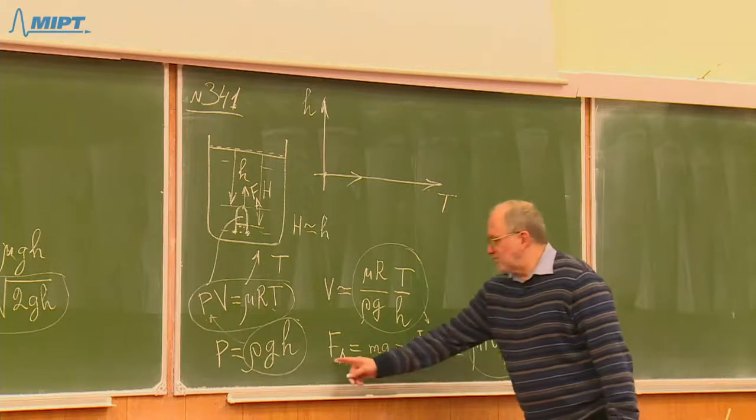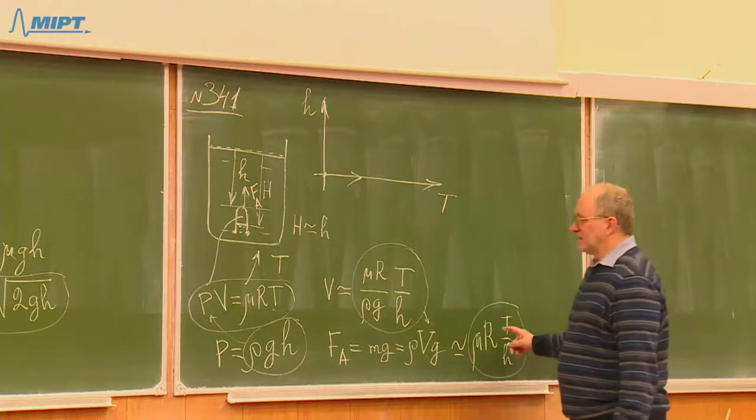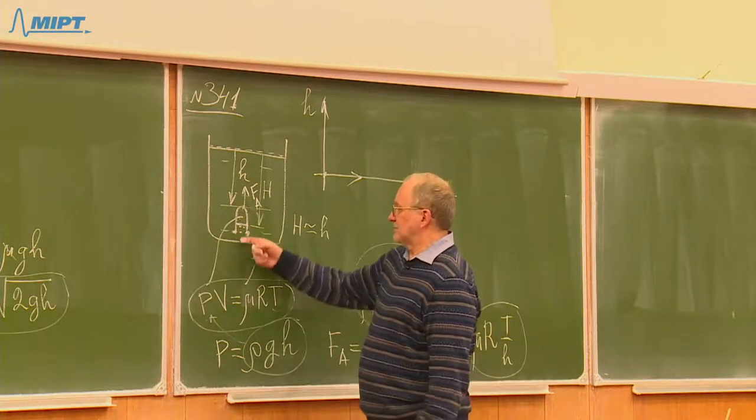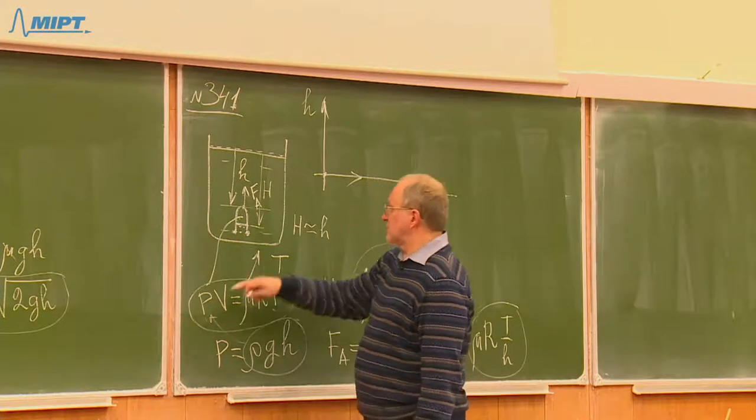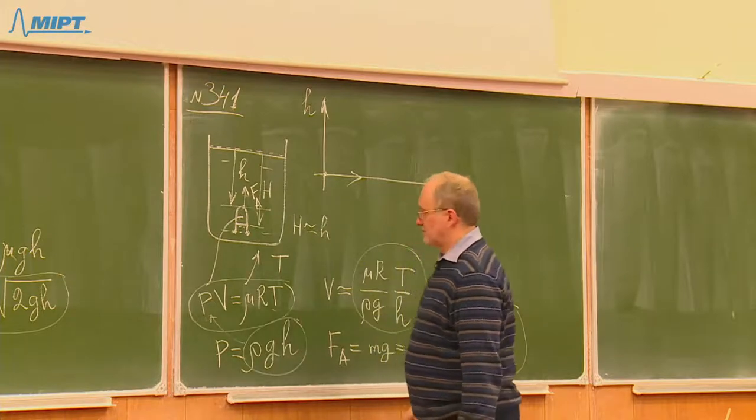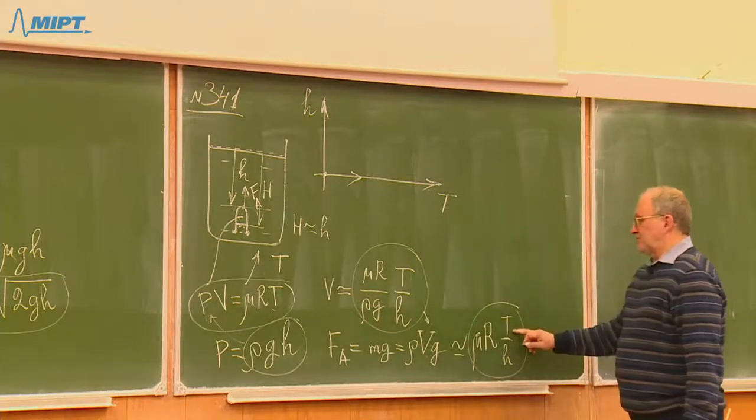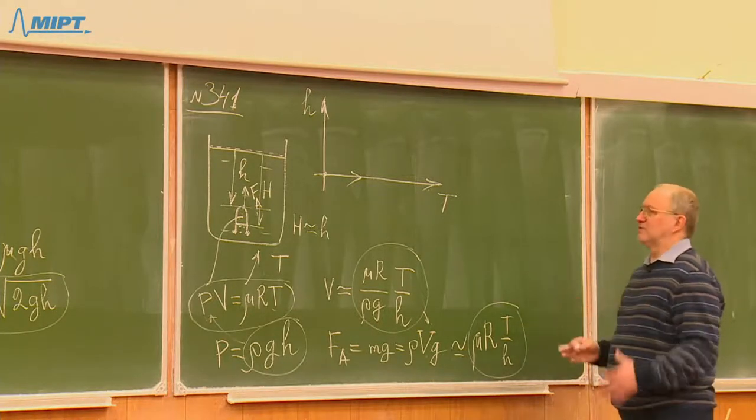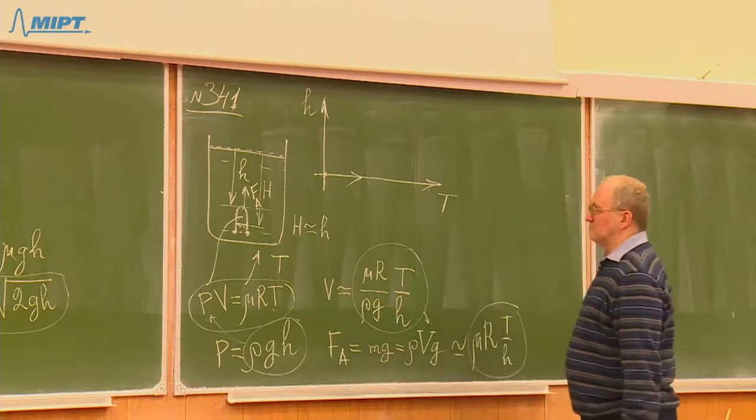Well, why is the Archimedes force proportional to temperature? Because the larger the temperature, the larger will be the volume of gas here. The gas will expand if it's heated, because the pressure is constant if the glass tube is kept at the same depth. So the Archimedes force is proportional to temperature because with increased temperature, the volume of gas will be increased, and the amount of displaced water will be increased.